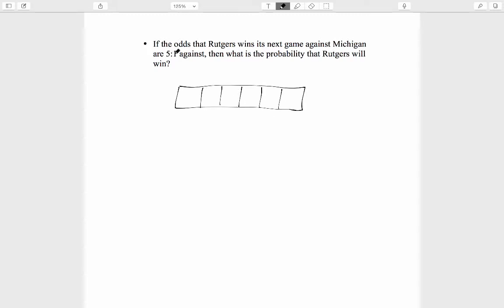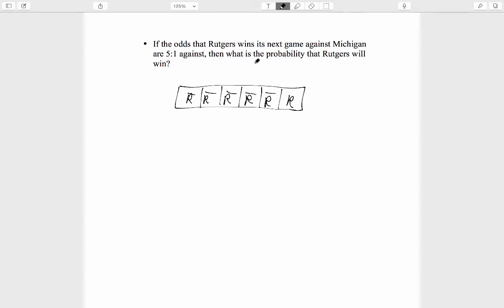We are given odds, so we should immediately go to the strip diagram and see what it tells us. There are 5 plus 1 different things that can happen, so I've drawn a 6-box strip diagram. One of them is going to contain the letter R for Rutgers winning, and the other 5 will contain R complement for Rutgers not winning. So for every 5 losses, there is 1 win. That's what it means that the odds of winning are 5 to 1 against.